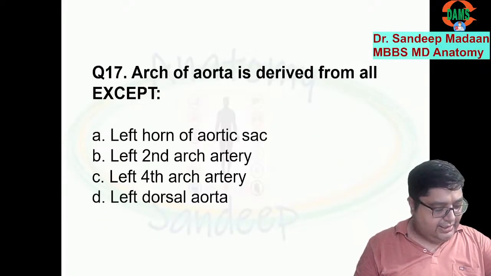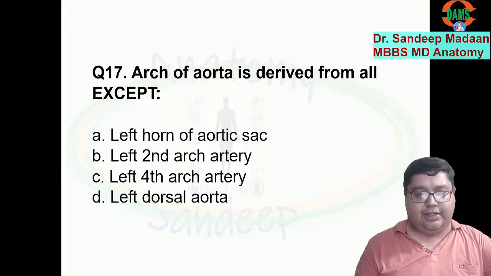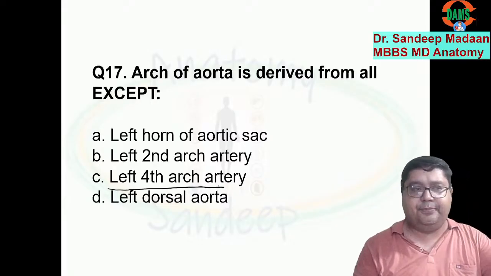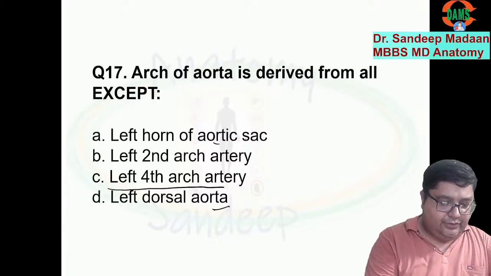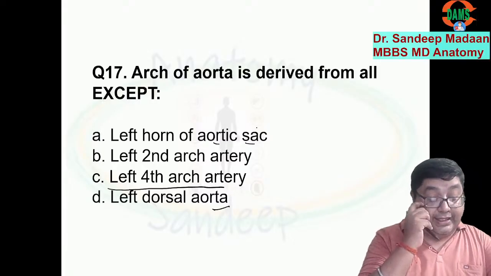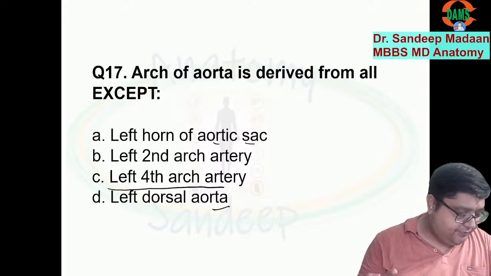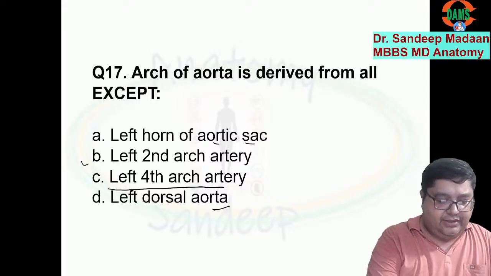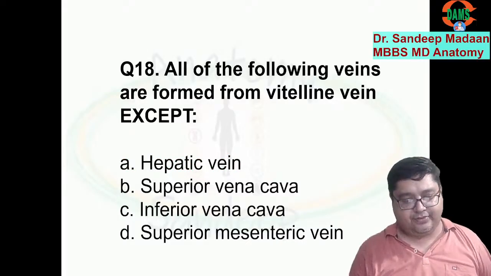Now this question, arch of aorta. What answer do you choose for arch of aorta? Majorly we have to remember this: left fourth arch artery. Along with that, the components are left dorsal aorta and the left horn of aortic sac. But second arch artery makes the remnant, stapedial artery and the hyoid artery, not the arch of aorta. That's why B will be the answer over here. I hope everything is okay.